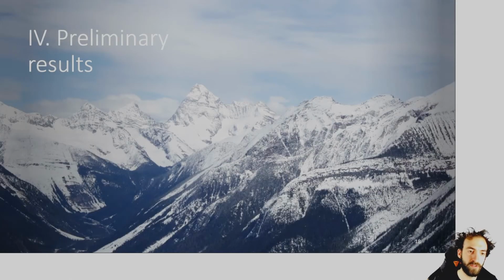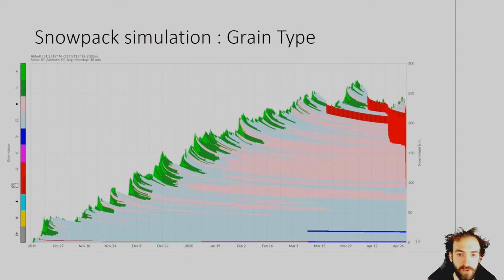Now for preliminary results. So this is the snowpack simulation for grain type. This shows a rather homogeneous snowpack that started mostly as a faceted snowpack, which is pale blue, and gradually evolved into a round grain snowpack, which is pale pink. Light blue and light green are new precipitation. Light green and dark green are new precipitation grains, and red is melt forms.